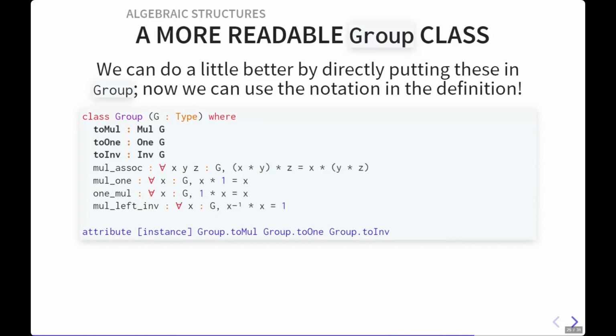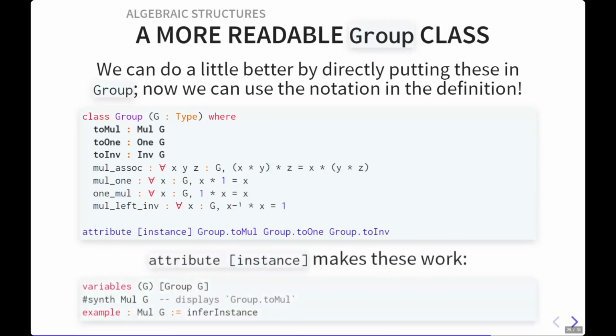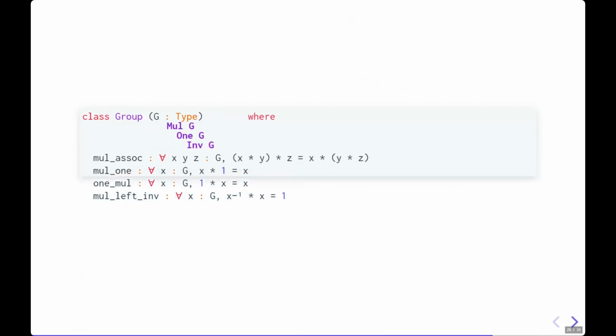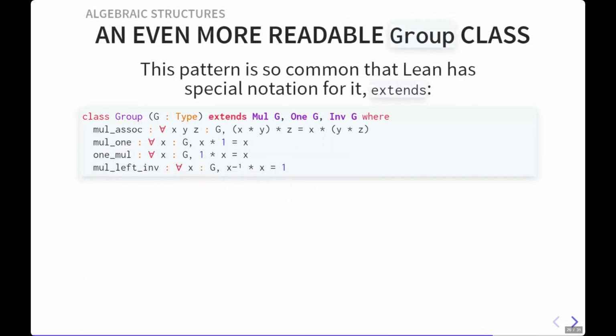And this is still kind of messy. We can do even better. There's this extends keyword that lets you say, here are a bunch of existing type classes that I would like my type class to extend. And what that means is that the notation and lemmas are available inside the definition of that type class. And it also generates these instances that say every group provides a multiplication, every group provides a 1, etc.